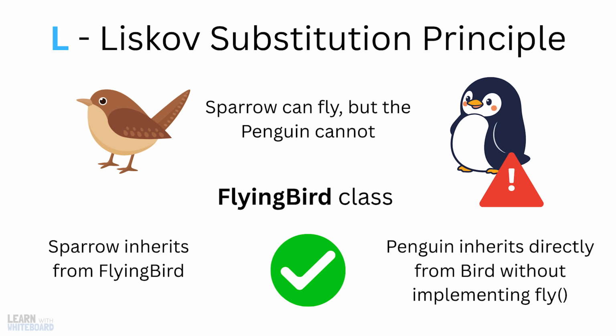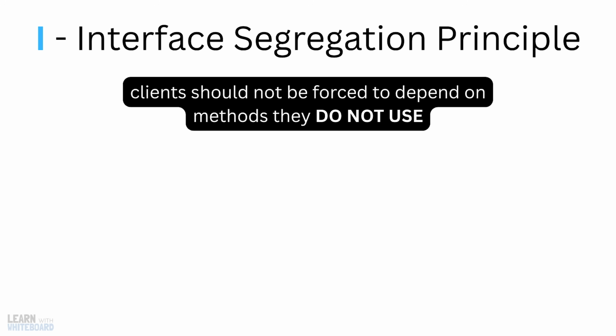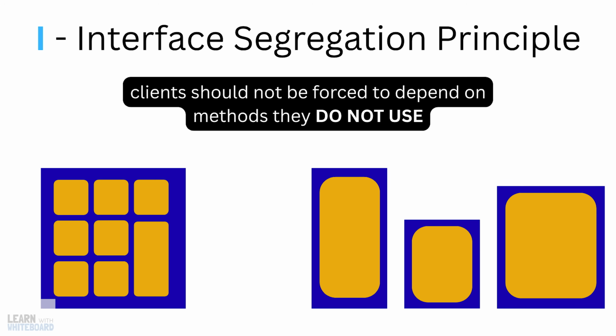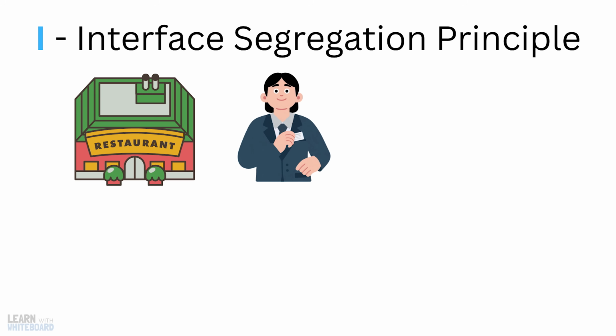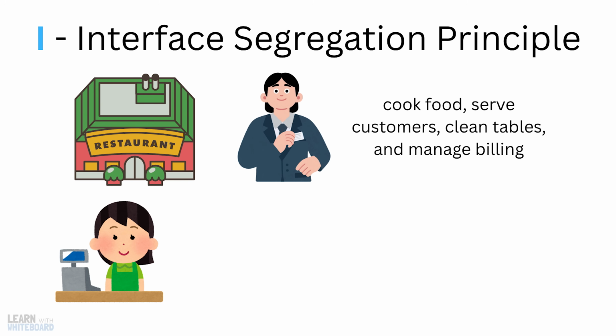The fourth principle is interface segregation principle, which says that clients should not be forced to depend on methods they do not use. In simple words, instead of creating one large interface with many functions, create multiple smaller and more focused interfaces. Imagine a restaurant where every employee is given the same job list: cook food, serve customers, clean tables, and manage billing. Now think about the cashier. Their job is only to handle payments.